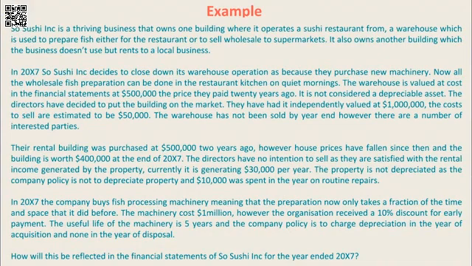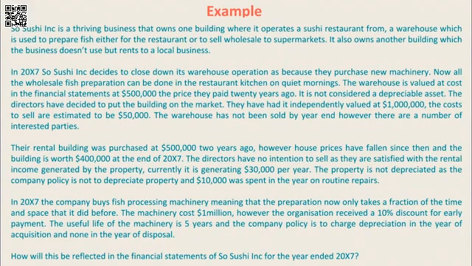The rental building was purchased at $500,000 2 years ago. However, house prices have fallen since then, and the building is worth $400,000 at the end of X7. The directors have no intention to sell as they are satisfied with the rental income generated by the property. Currently, it's generating $30,000 a year.